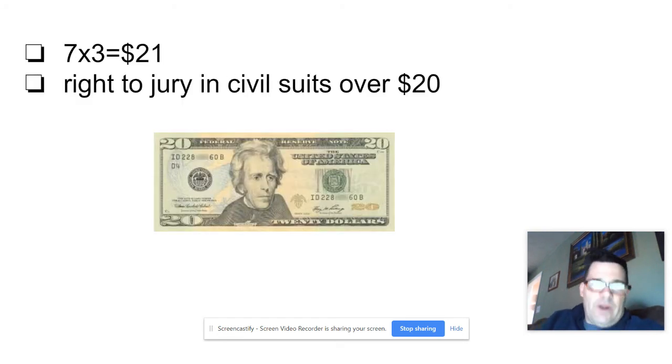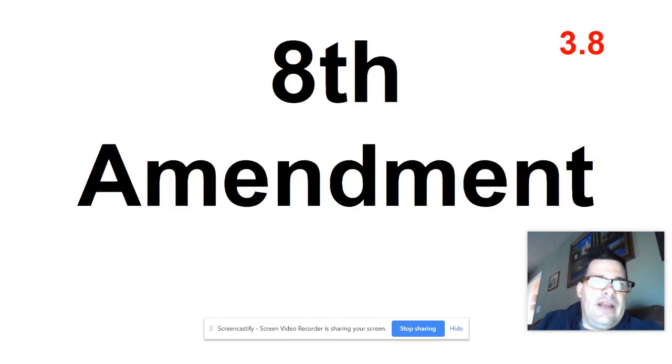All right, 7 times 3 is 21. So 7th Amendment, 7 times 3 is 21. Anything above $20, you have a right to a jury trial, which seems silly now. I mean, $20 was actually some serious money in 1789, but now we look at it and go, yeah, sure, nothing. All right, cool. We're done on the Seventh Amendment.